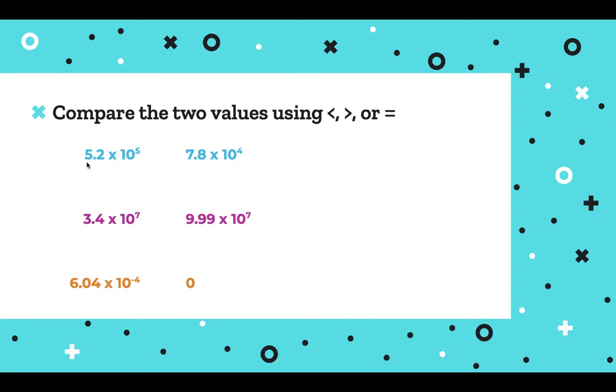So 5.2, the coefficient's fine. 7.8, the coefficient's fine. So let's look at our exponent. The exponent of 5 is greater than the exponent of 4, so the coefficients don't even really matter. So that's the very first thing you look at: check to see if they're in scientific notation, the correct form. Then look at your exponents. If they're different, pick the larger one. So 5.2 times 10 to the 5th is greater than 7.8 times 10 to the 4th.